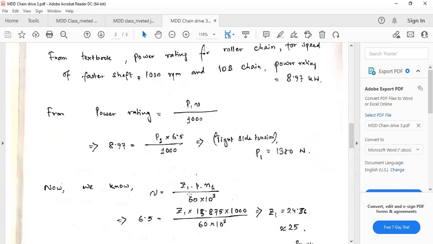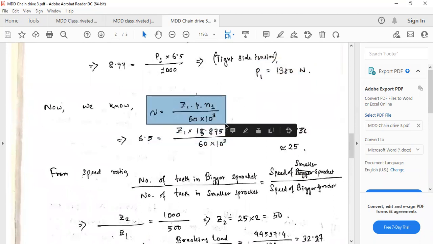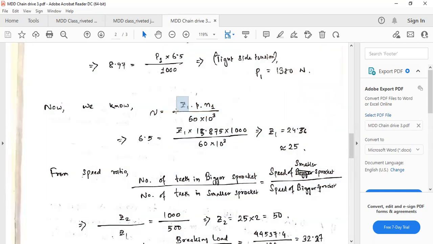From the relation of power rating, which is equal to P1 V by 1000, this we knew previously. Just put the value of power rating here, and then the velocity is given directly, so you can get the tight side tension. So again, from this relation of velocity that we have learned previously, velocity equal to ZPN by 60 into omega t. So here, Z is the number of teeth, P is the pitch, and N is the speed, that is the RPM.